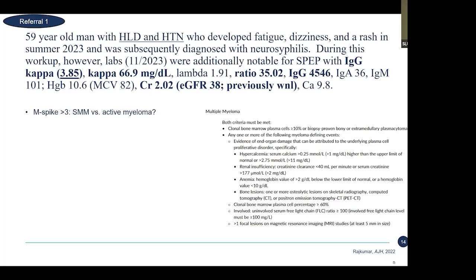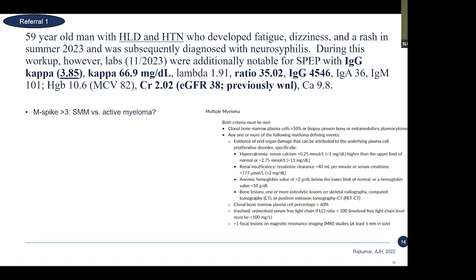The CRAB criteria, if you remember back to med school days. So high calcium, renal insufficiency, specifically light chain cast nephropathy, anemia, this is usually macrocytic, and bone lesions, specifically lytic lesions. The important thing here is that each of these criteria has to be due to the monoclonal protein. They can't just be due to random other things going on.